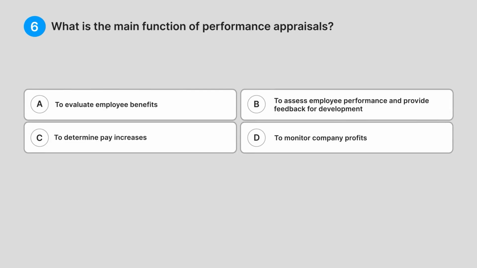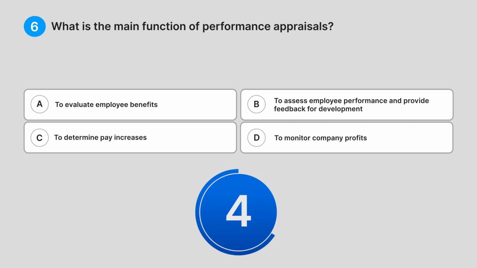6. What is the main function of performance appraisals? A. To evaluate employee benefits. B. To assess employee performance and provide feedback for development. C. To determine pay increases. D. To monitor company profits. Do you know the answer?